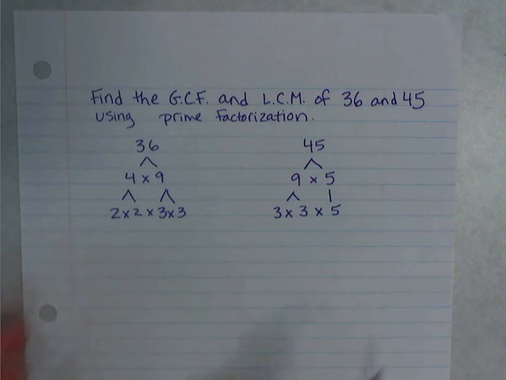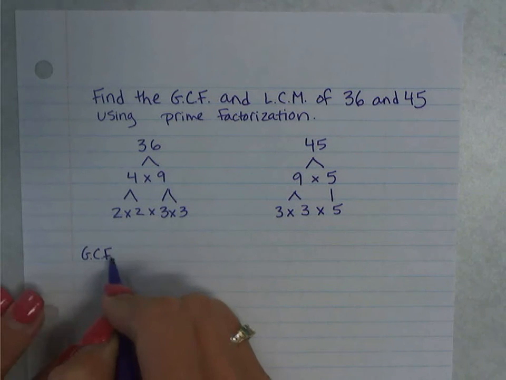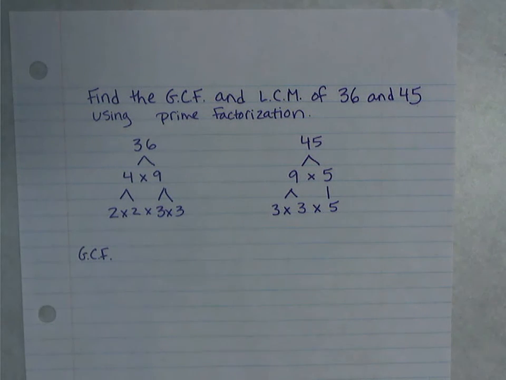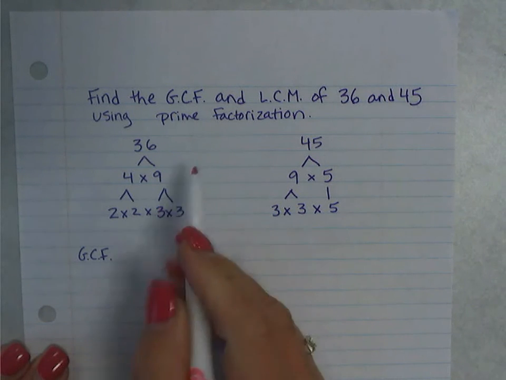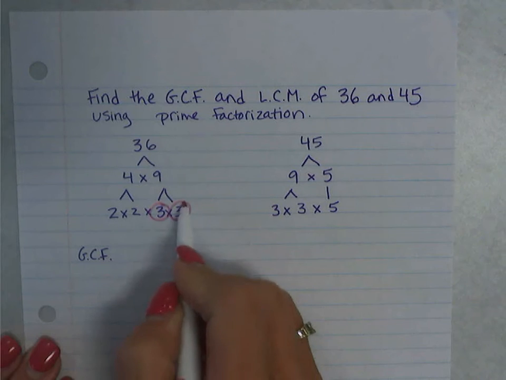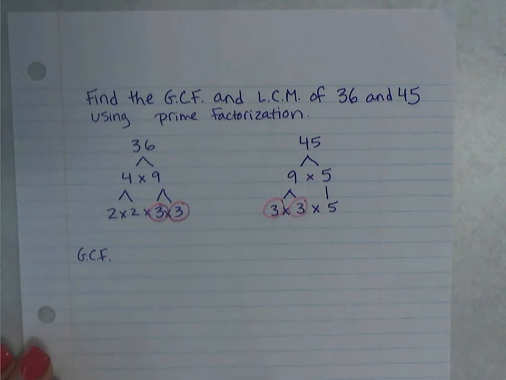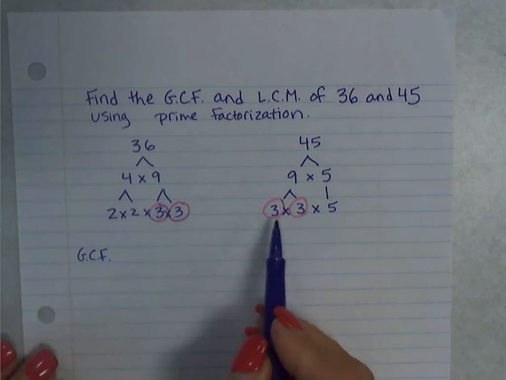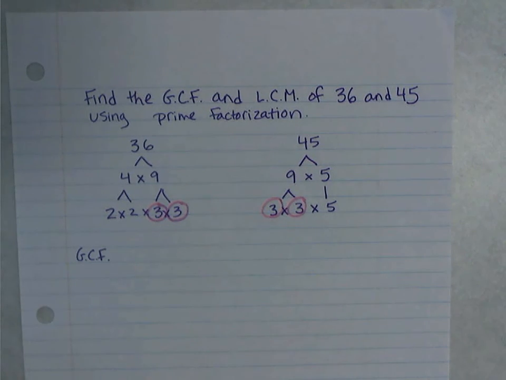So once I have those factor strings, in order to find common factors, we need to compare the two prime factorizations. And you'll notice that the prime factorization of 36 has two 3's, and so does the prime factorization of 45. Those two 3's are the only factors that they have in common, which tells us that 3 is a factor, but so is 3 times 3, also a common factor.